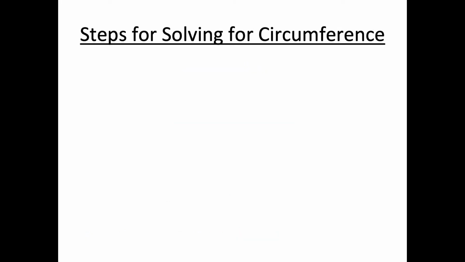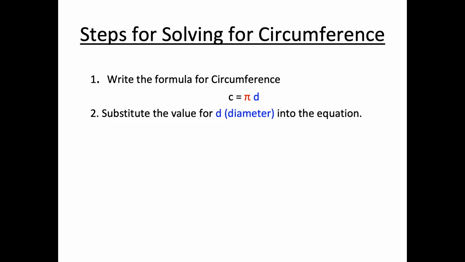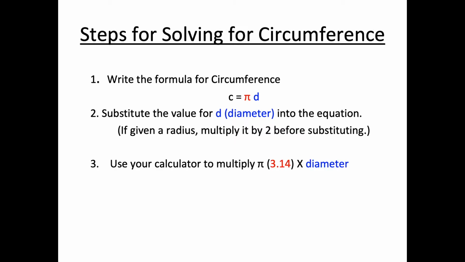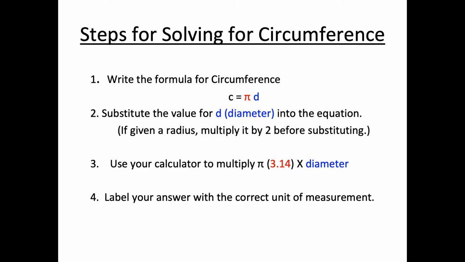Steps for solving for circumference include first writing the formula for circumference. The formula for circumference is circumference equals pi times the diameter of the circle. If we substitute the value for the diameter into the equation, we can solve for circumference. If given a radius, we can multiply it by 2 before substituting so that we're always using the diameter of the circle to multiply. We use our calculator to multiply pi, 3.14, times the diameter. And we should always go back and label the answer with the correct unit of measurement.